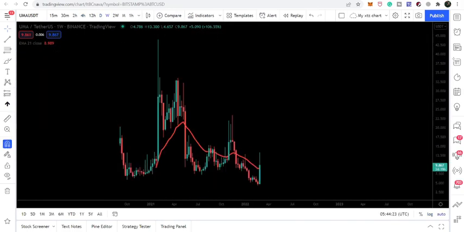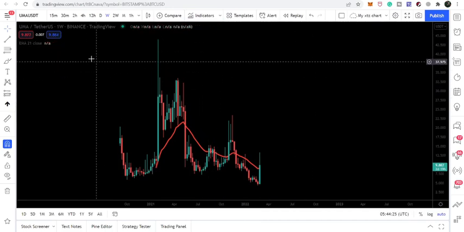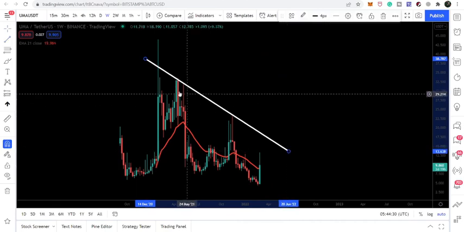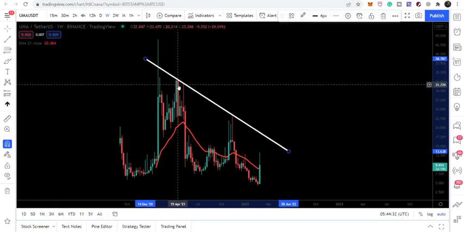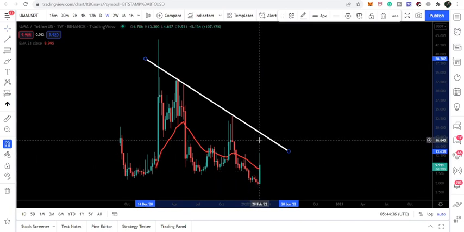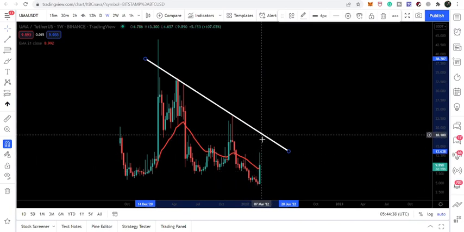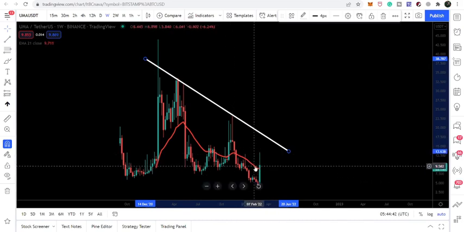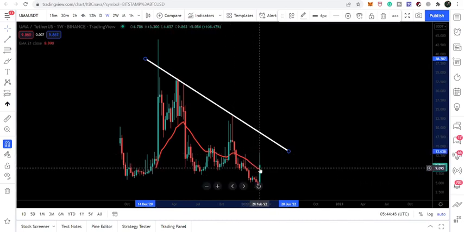Now, if we switch to the weekly time frame chart, here we also have another very big downtrend line resistance. You can see we have a rejection here, we have rejection here, and here as well, and here as well. Right now, the price line is again moving towards this resistance, and it is also struggling to break out this EMA 21 on the weekly time frame.